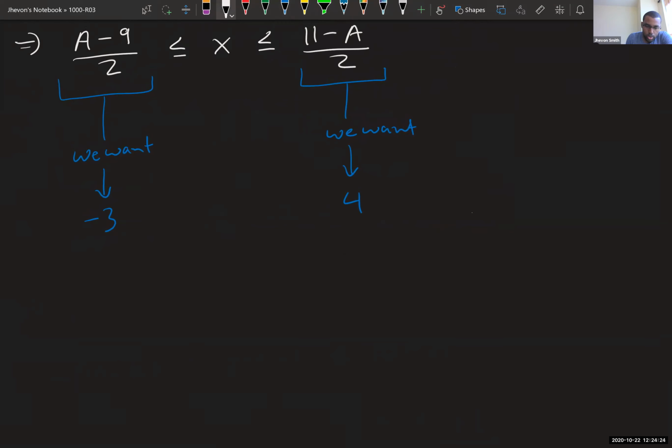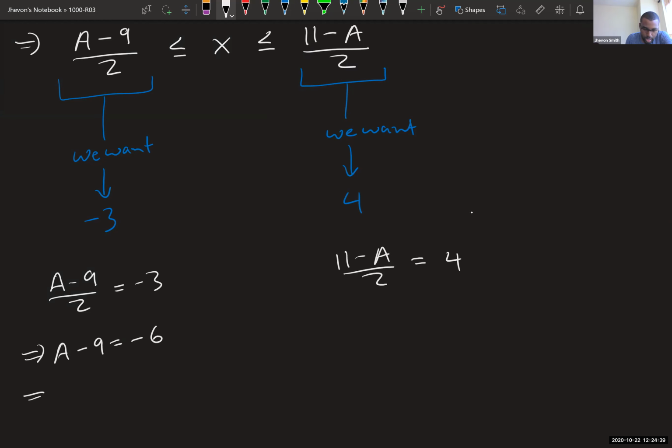So then you end up with 2 equations. a minus 9 over 2 equals minus 3, and 11 minus a over 2 equals 4. Both of these would have to work, so you just pick your favorite. a minus 9 would have to be minus 6, and so your a would have to be 9 minus 6, which equals 3.